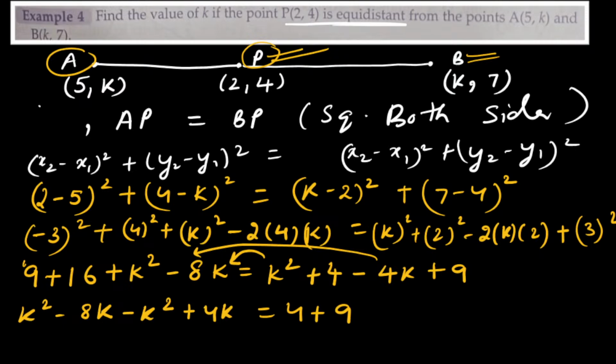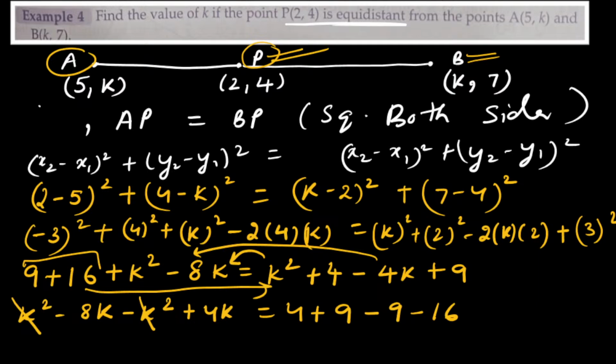Now from that side, let's shift these two. Plus 9 will be changed to minus 9, plus 16 will be changed to minus 16. So numbers I shifted from this side to this side. K terms I shifted from right side to left. Now k square minus k square will get cancelled. K minus k, same term, if you subtract, it will be 0.